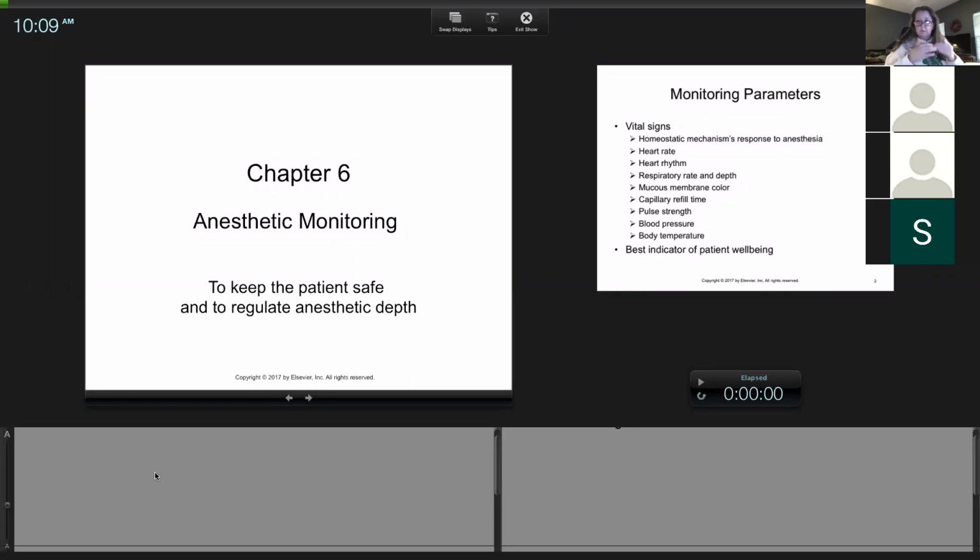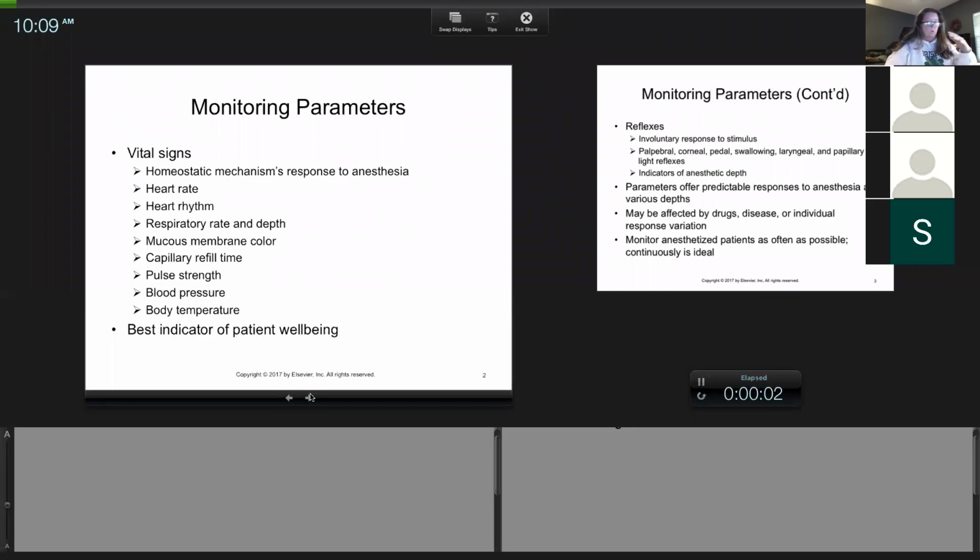We're going to talk about the different ways we monitor through these parameters. So everything that we're looking at is, what do we assess? The first thing is we have to look at vital signs. What are the vital signs of a patient? This is basically the body's homeostatic mechanisms in response to anesthesia. Now remember, the body always wants to keep things in balance. The problem is we are giving drugs that are potentially altering these functions. So the body is reacting to the drugs we give, and we are trying to maintain a good balance.